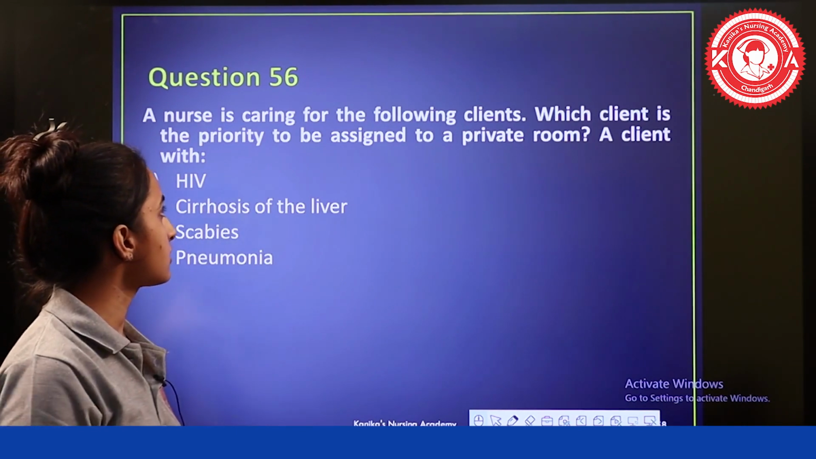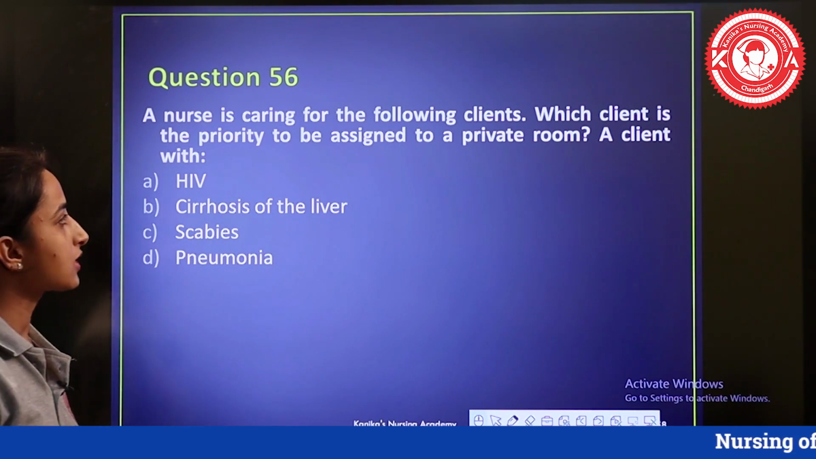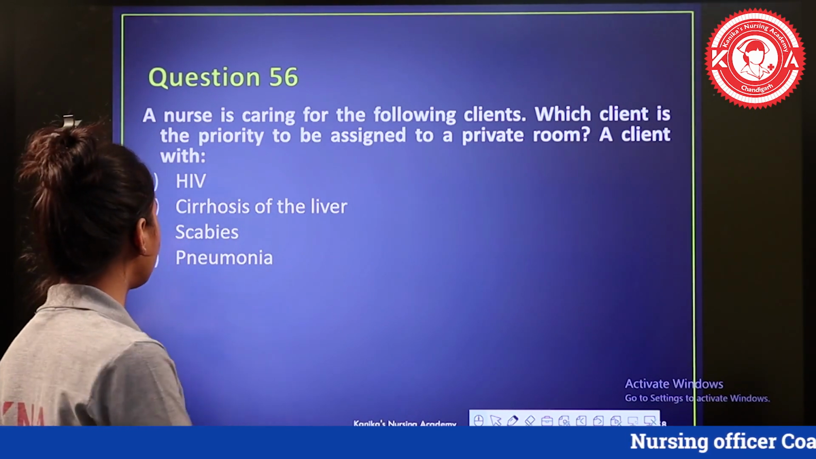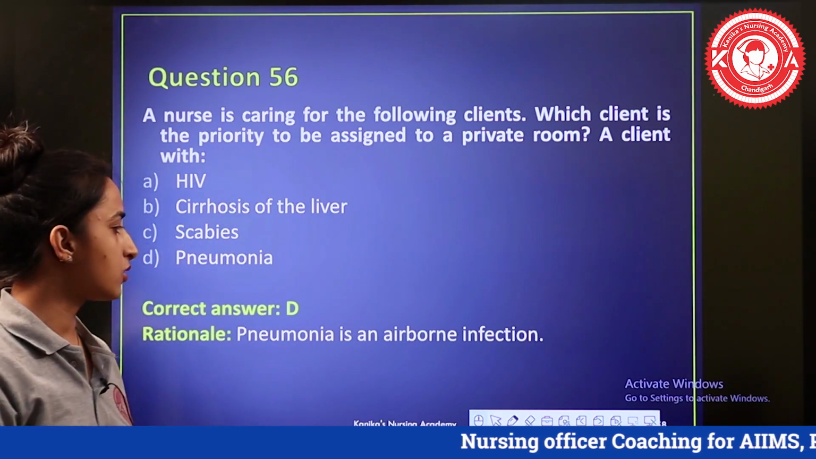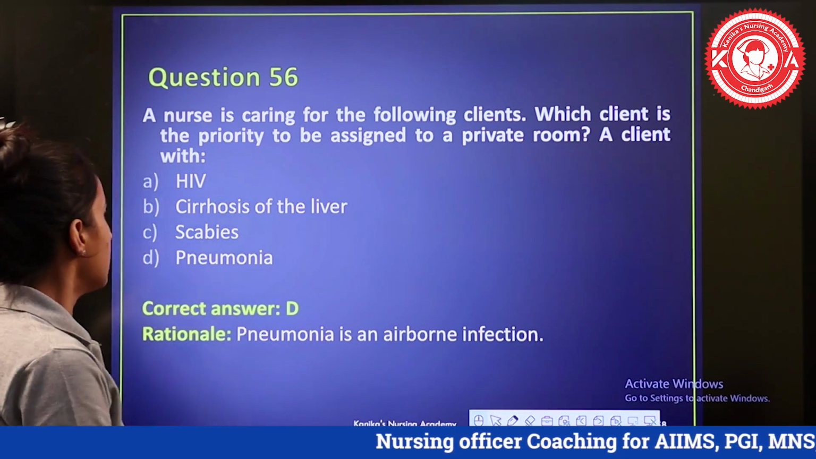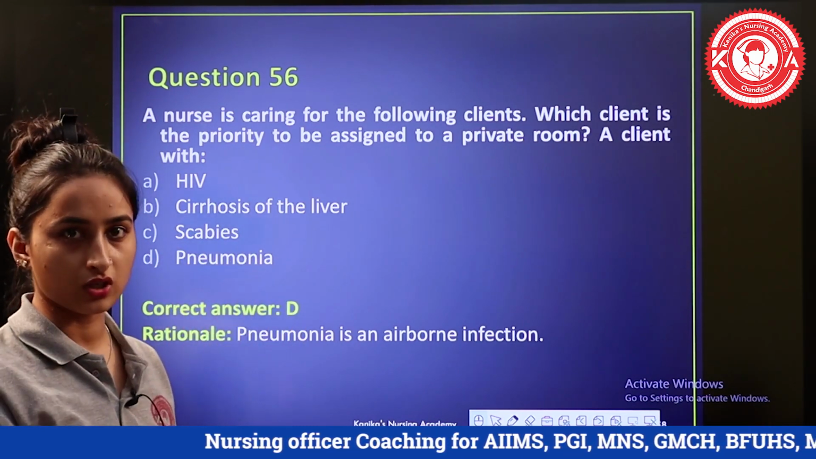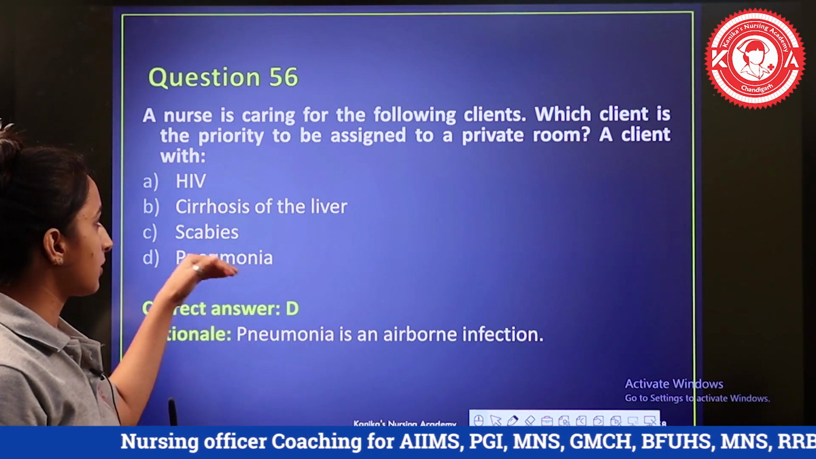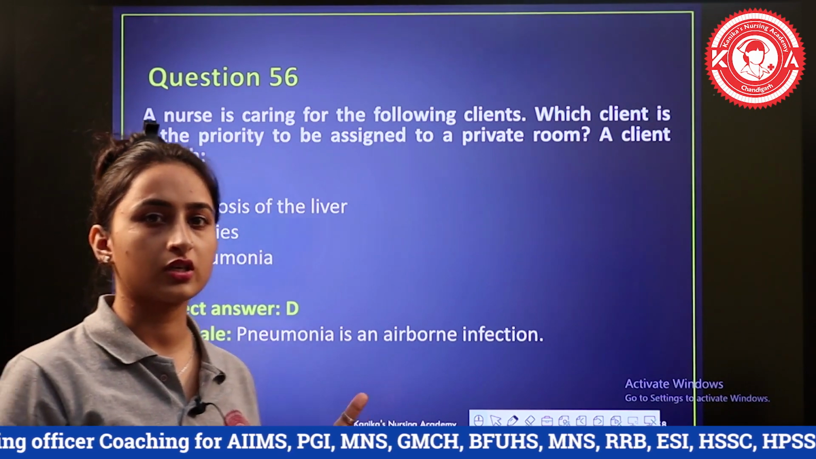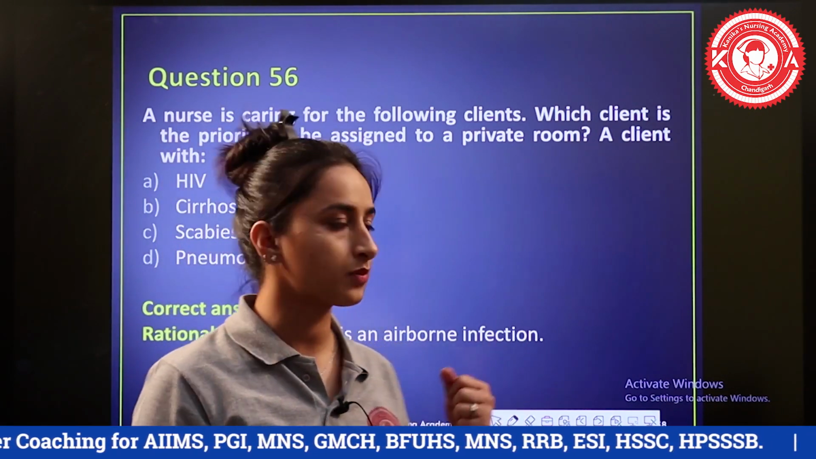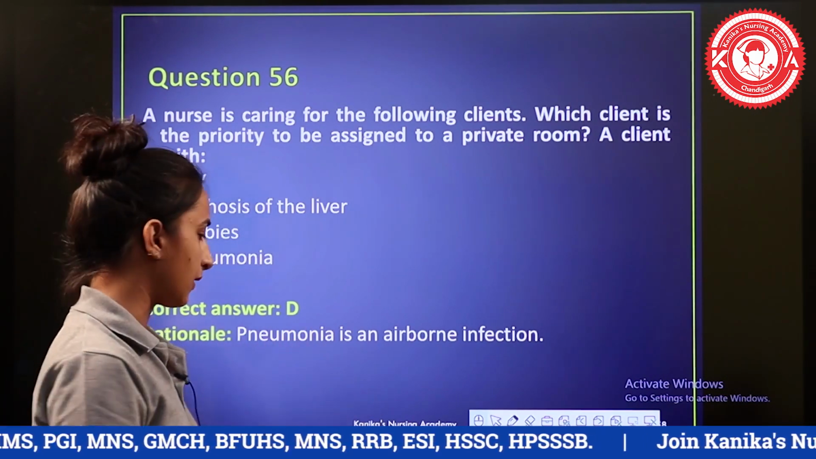Next question is, a nurse is caring for the following clients. Which client is the priority to be assigned to a private room? So the right answer is D, that is the pneumonia. Why? Because pneumonia is an airborne infection. Scabies, in scabies also we have to assign a private room for the patient. Means a patient with scabies we have to assign a private room because it is also a contagious condition. It can spread from one person to another person, right. But the priority nursing action is for the patient with pneumonia.